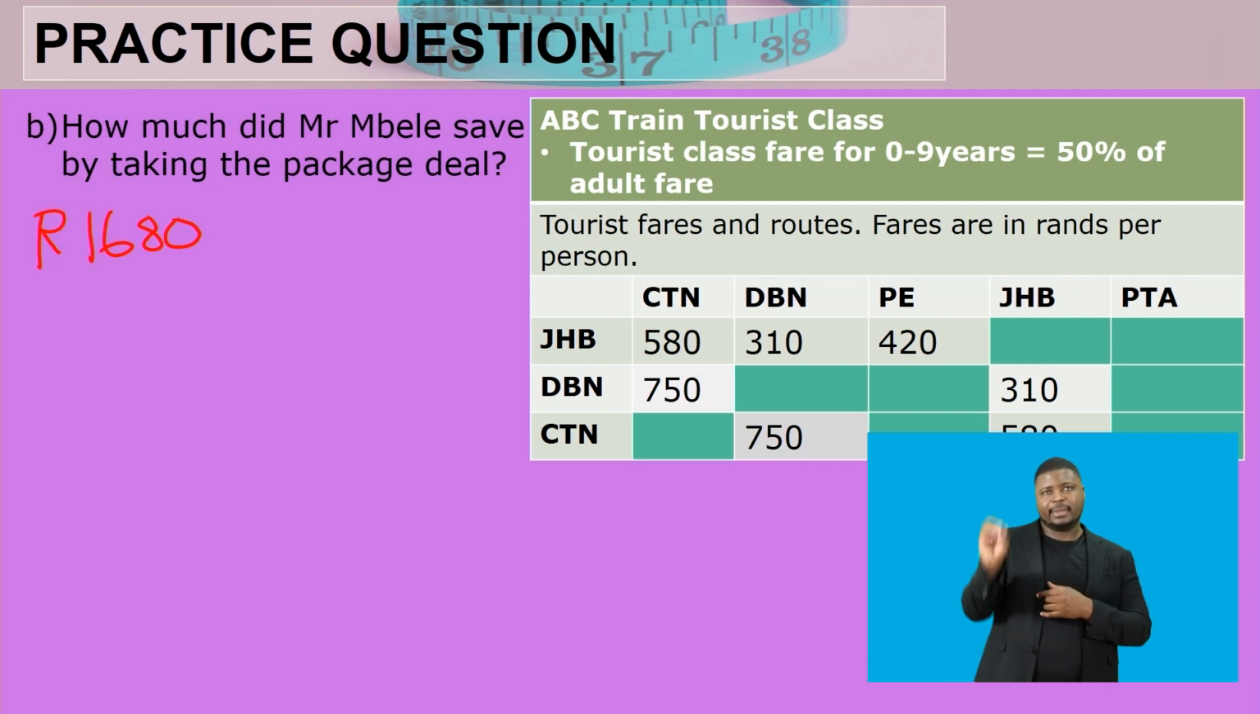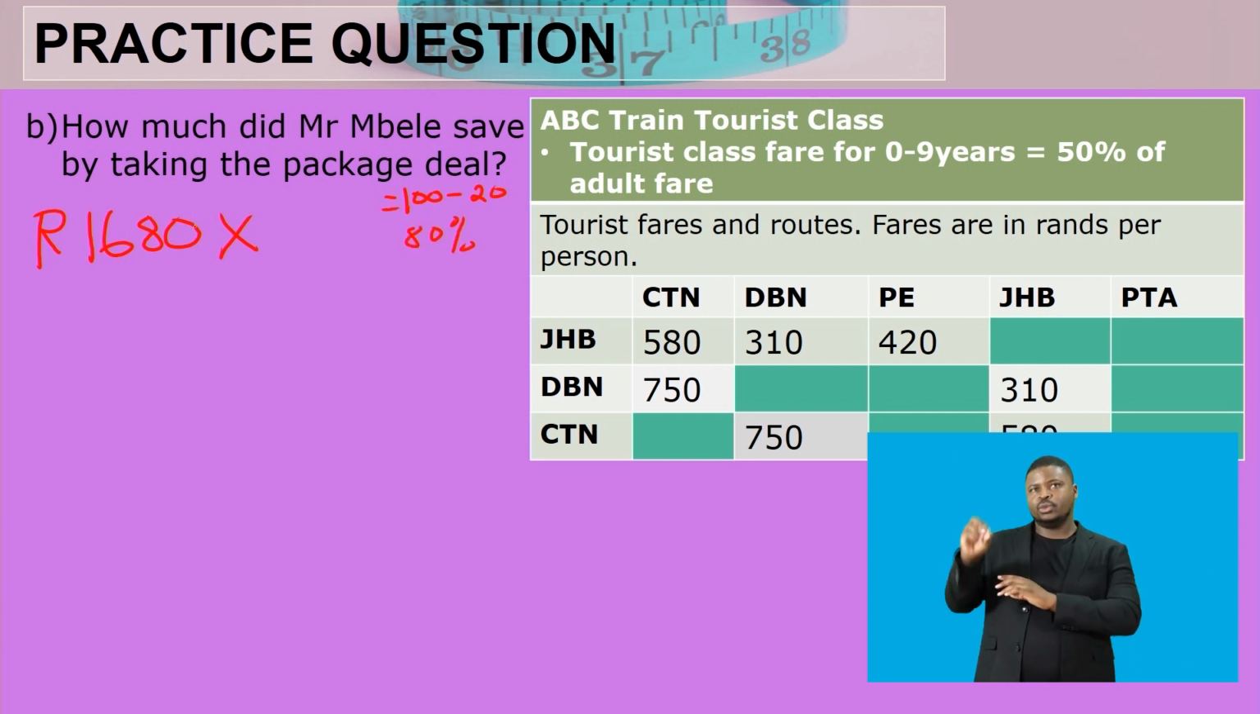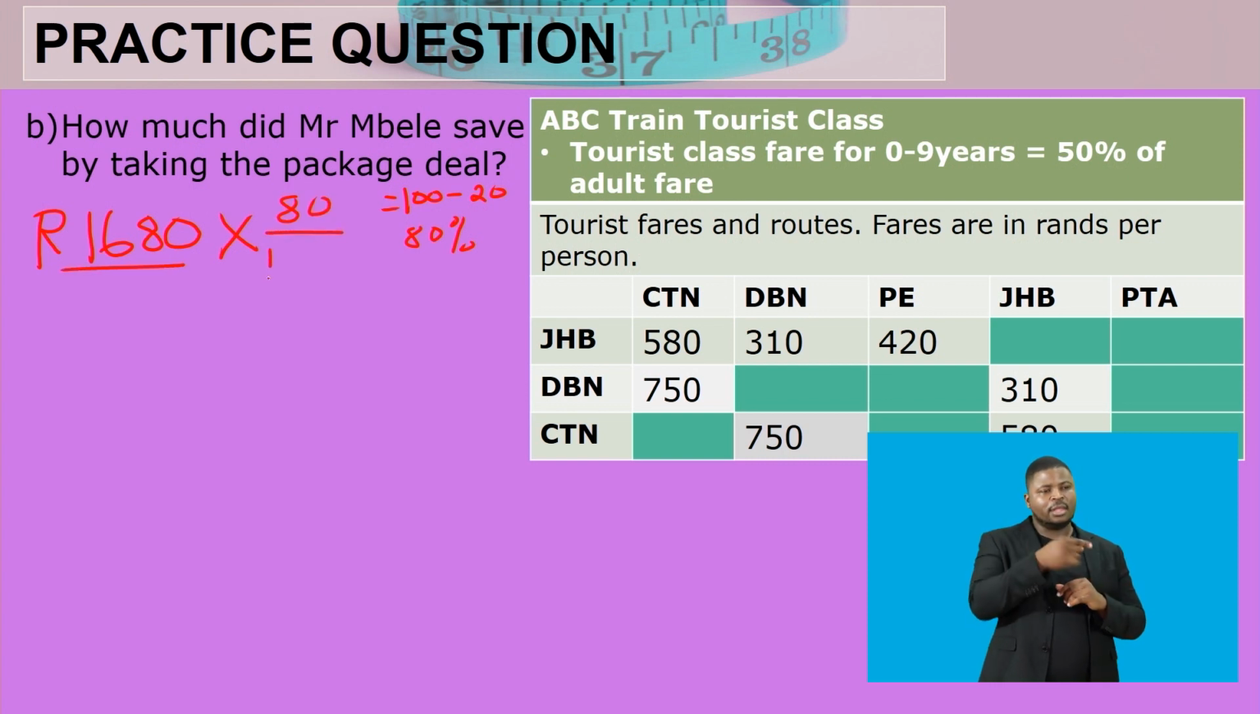They say they are discounting him 20%. So when they discount him 20%, we can use percentage decrease. We know it's out of 100. So when we discount 20, it means we are subtracting 20%. So the remaining amount that you will pay is actually 80%. Therefore, Mr. Mbele will pay 80% of this amount. There are definitely two methods of doing it, and we're going to treat both methods.